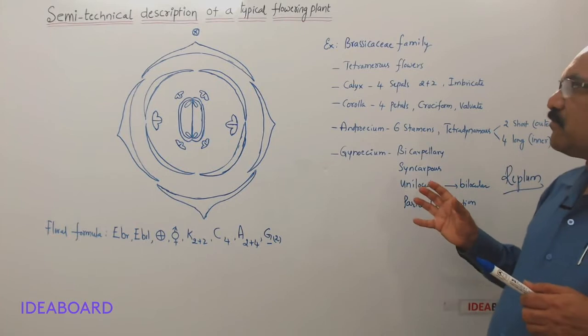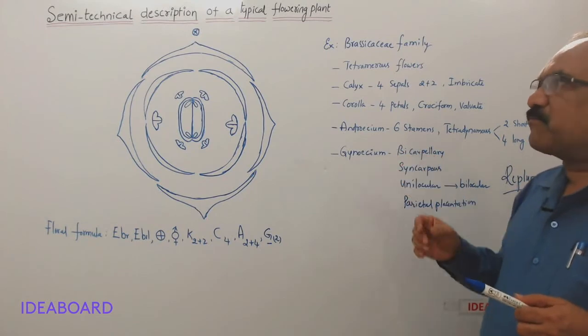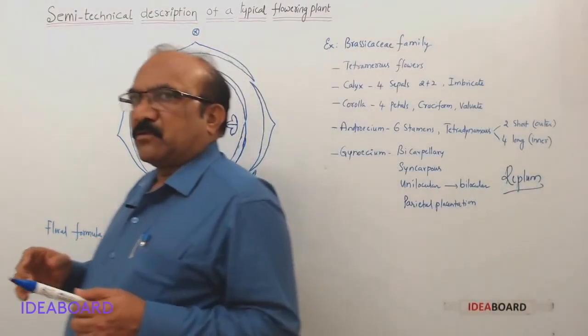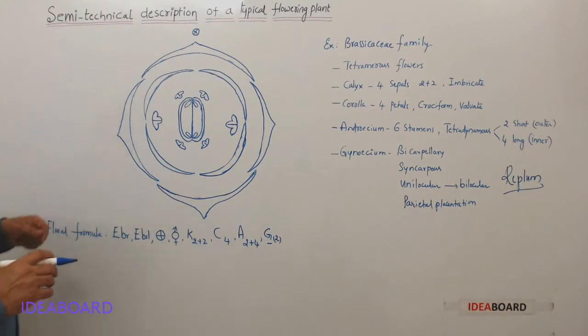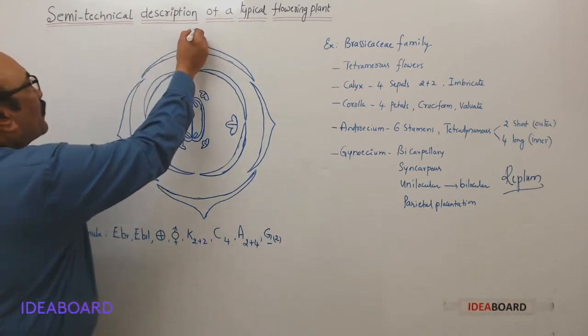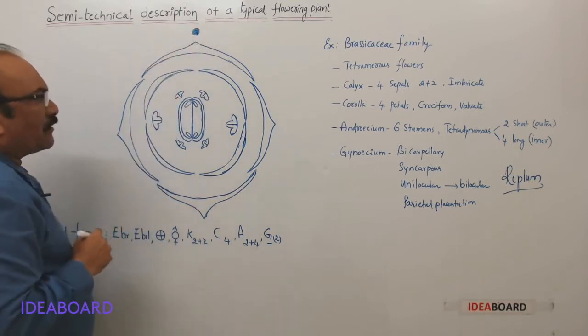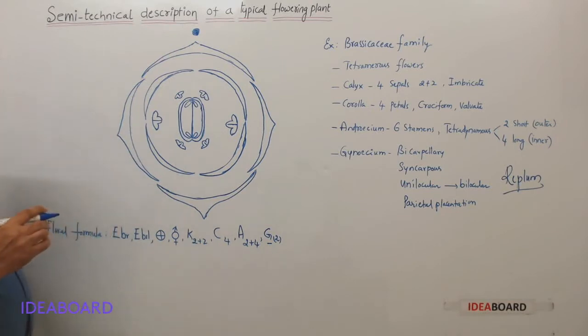So now let us see how these features are represented in the form of a floral diagram. Okay, so see here, this is the floral diagram of Brassicaceae family, one member, and here one mark is there, and it may be just simply a dot, or you may keep a cross mark in the circle that represents the posterior side of the flower. Posterior side.